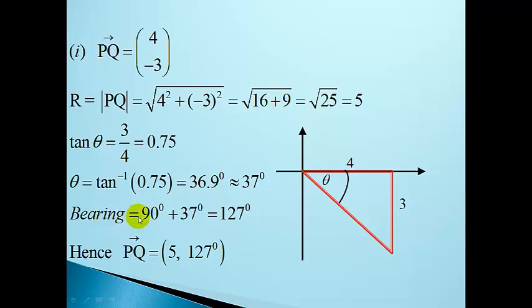Now the bearing is equal to 90 degrees plus 37 degrees. If you are in the second quadrant, your bearing will be 90 degrees plus the angle theta, that is 37 degrees, and this is equal to 127 degrees. Hence, PQ is equal to 5 at 127 degrees, where 5 is the magnitude, that is the distance, and 127 degrees is the bearing. That is from the north to where we touch the line, that is from the north in the clockwise direction.